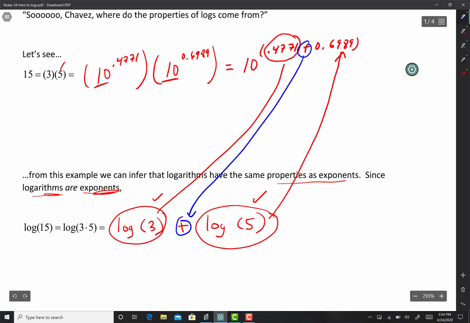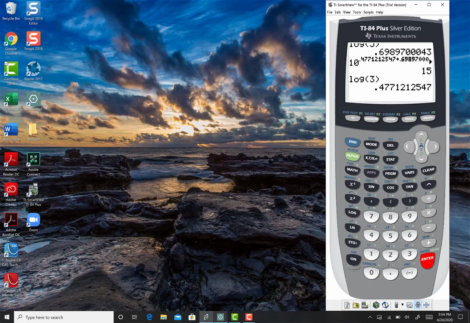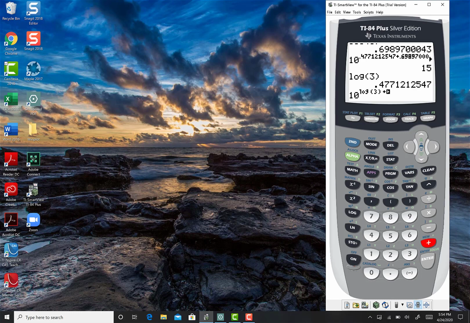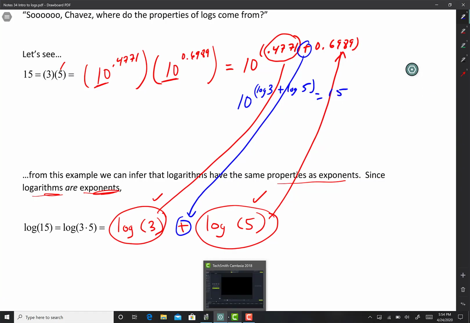See? So, Chavez, what does this all mean? It means that if I were to go 10 to the power log 3 plus log 5, because these are just like exponents, so that's log 3, that's log 5, that's going to give me 15 as well. It better give me 15, if not I'm lying. So let's see. 10 to the power log 3 plus log 5. And I'm going to push enter. And then, oh my God, 15. Yes.